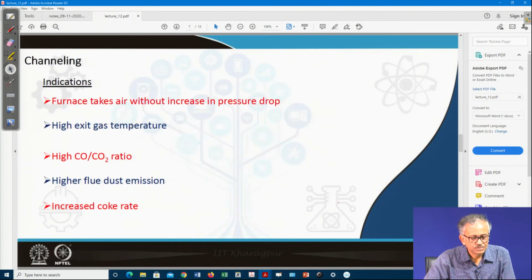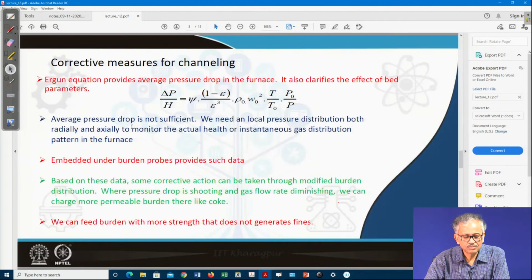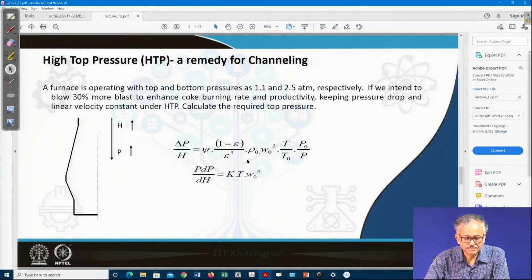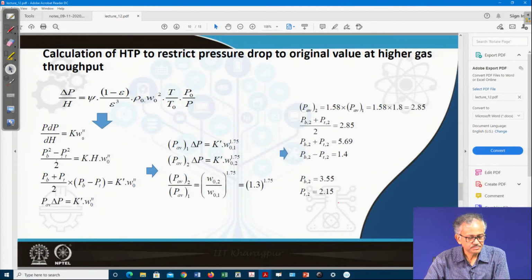So, I have shown you the top pressure, and some calculations are there, that is the Ergun equation. You can write it like this, and then with the Ergun equation, keeping other things constant, if only the pressure is changing and the velocity is changing, with the rest remaining constant, you can write it this way, dP/dt, and then you can have this correlation: P average times delta P is equal to K prime times W.